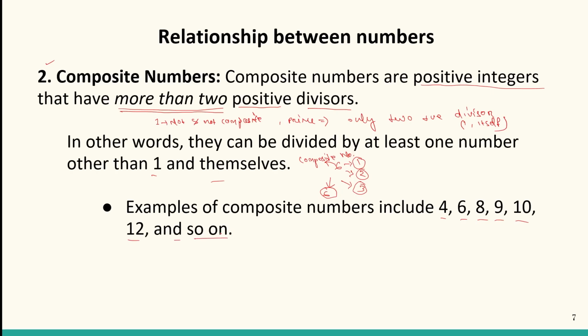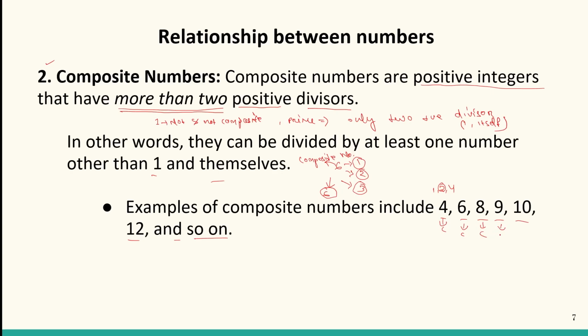Okay, so in terms of 4, you can see that 1, 2, and 4 divide it. Here 2 is the extra one. 1 divides 4 and 4 divides itself, but 2 is another number that divides 4. So that is why this is composite. This is also composite, we have already seen that. In this case, 4 also divides 8. That is why it is composite.